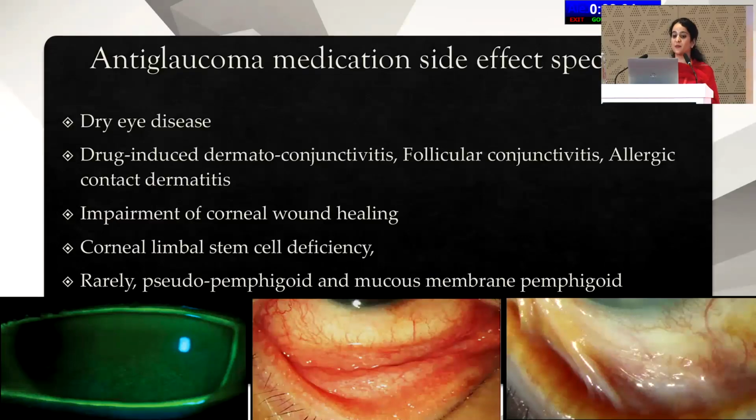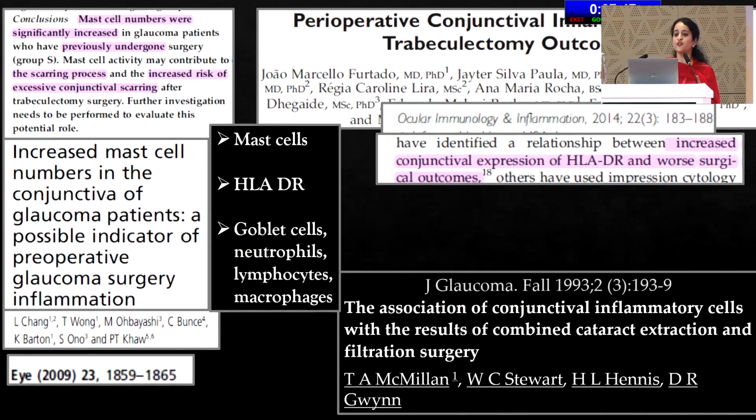For example, drug-induced dermatoconjunctivitis, as you can see over here, commonly seen with the prostaglandins that we use, and follicular conjunctivitis. We have impairment of corneal and conjunctival wound healing, limbal stem cell deficiency, and rarely we can also have a pemphigoid-like picture. What was seen was that perioperatively, conjunctival inflammation was linked to the trabeculectomy outcome. They saw that mast cells, HLA markers and goblet cells had decreased and altered in numbers in patients who had preoperative conjunctival inflammation.